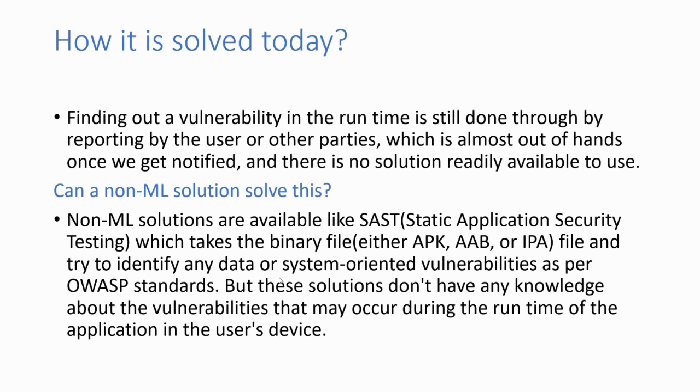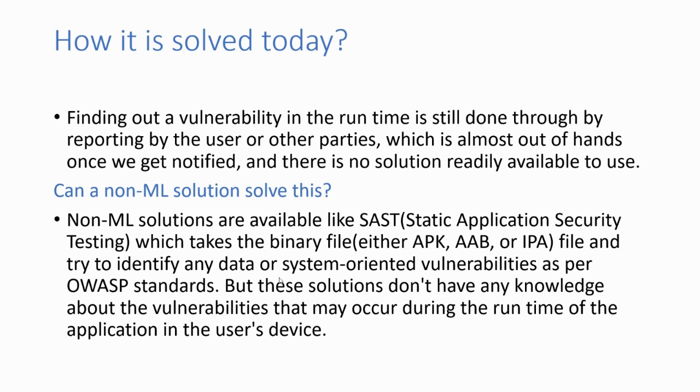So how can we solve it, or what are the usual developers doing today? Finding out the vulnerability at runtime is still done through reporting by the user, the application user, or some third parties, which is almost out of our hands. If an end user says, I was a victim of this particular security attack, until then you don't know that there is an attack. Until you provide the next update to the application, and the users update that application, they are still vulnerable to the security attacks. So to be frank, there is no solution readily available to use.